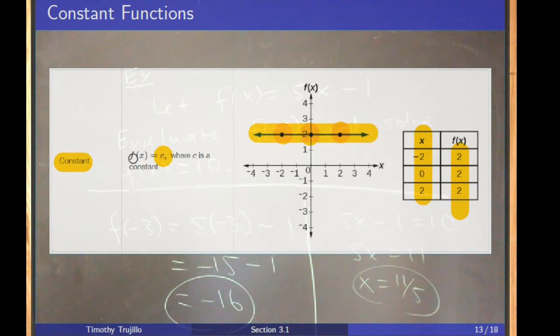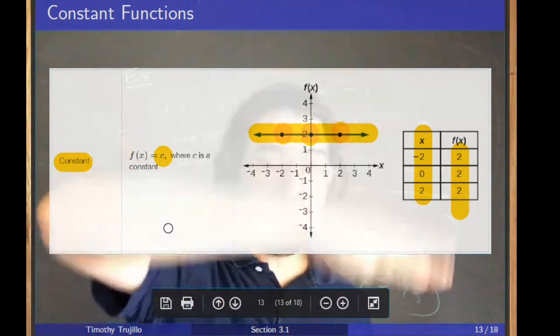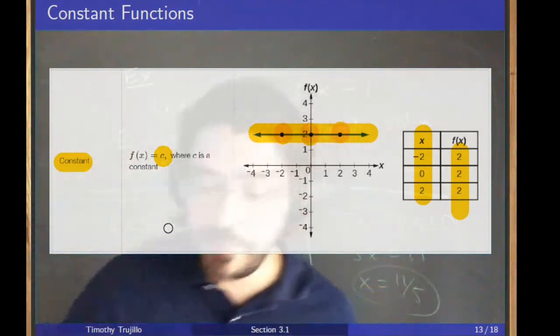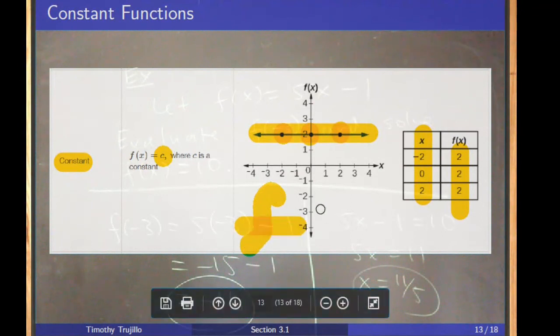So any function of the form f of x is equal to a number turns out to just be a horizontal line, and it passes through the y-axis precisely at the value of c, in this case 2. So this is the function f of x. See if I can write that here. f of x is equal to 2. Okay? So that's a constant one.